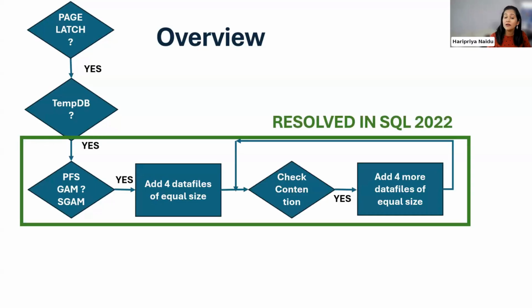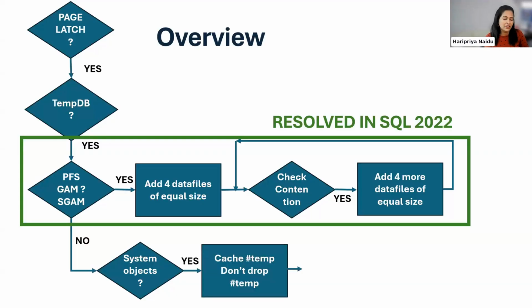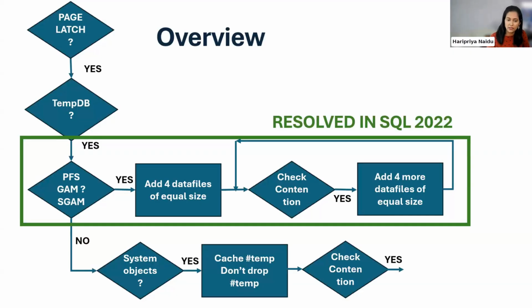All right. What we are more interested in is this one, the system objects. So when you see page latches on TempDB on system objects, then that is called metadata contention, because the contention on system objects is nothing but metadata. So that's why it's called metadata contention. When you have that, you can either cache the temp tables or avoid dropping the temp tables at the end of the stored procedure. And if you check again for contention, you will see maybe 30% or 40% of contention is resolved, but most of the contention is still there.